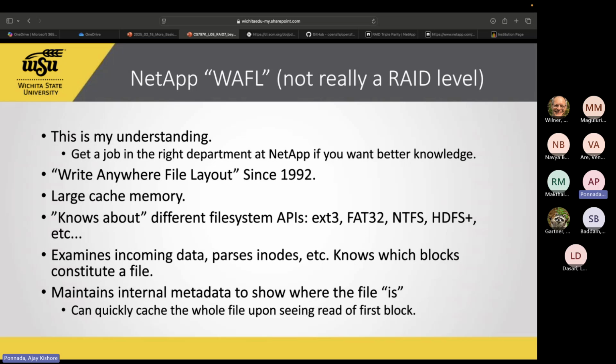It has a large cache memory and knows about different file systems, APIs, ext3, FAT32, NTFS, HFS Plus, and so on: old Windows, new Windows, Mac OS. That's really useful. It examines incoming data and parses inodes. It knows which blocks constitute a file and maintains internal metadata to show where the file is. As we discussed, metadata is important, and it can quickly cache the whole file upon seeing a read of the first block.